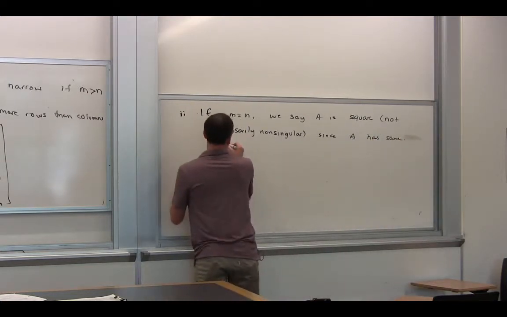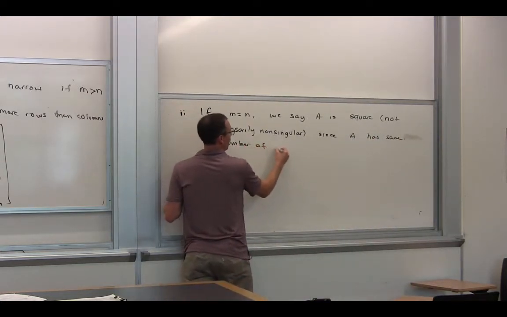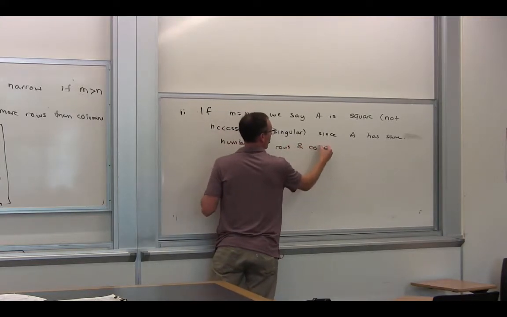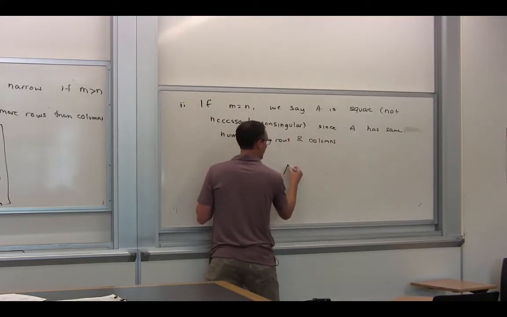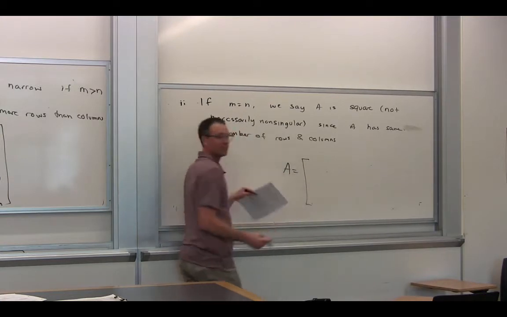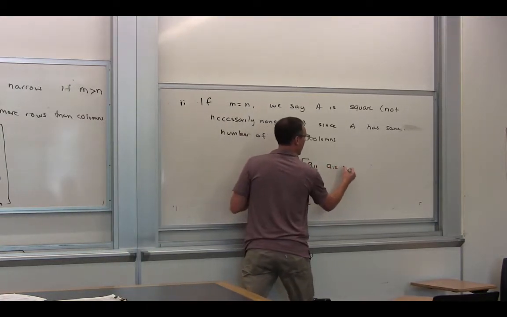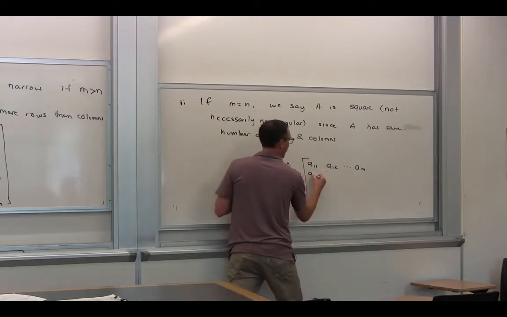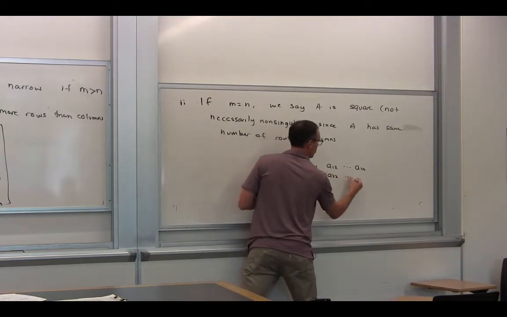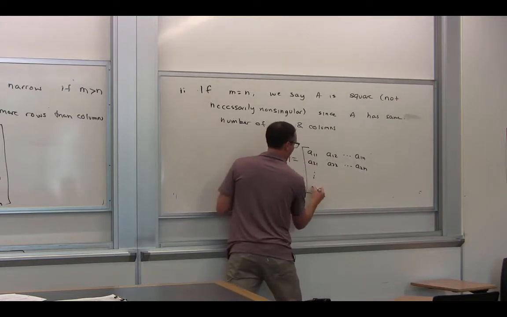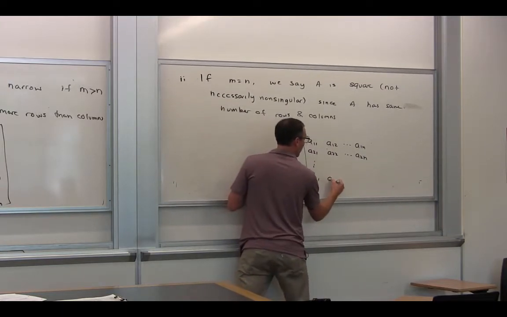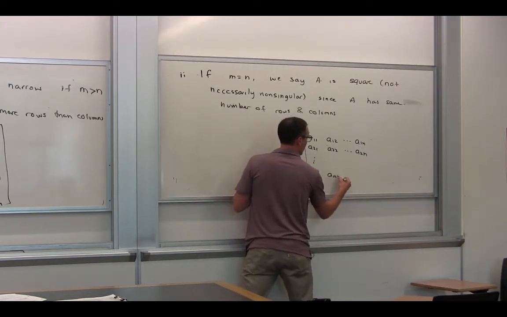Same number of rows and columns. In this case, could you guess how we write A? So you would write A11, A12, all the way down to A1n, A21, A22, all the way down to A2n. And then down here we would have An1. How come I didn't use M there?